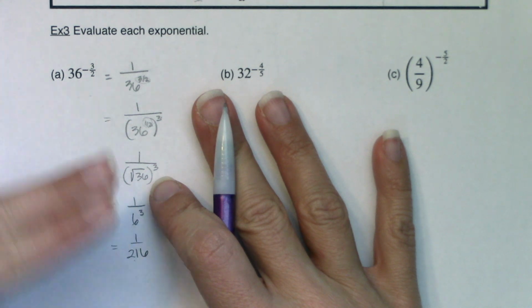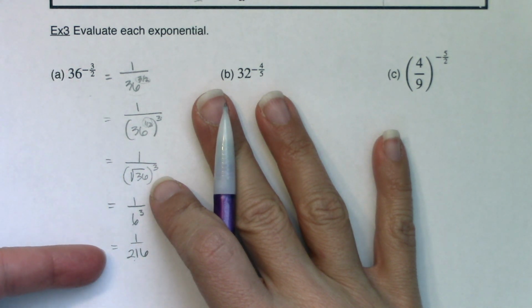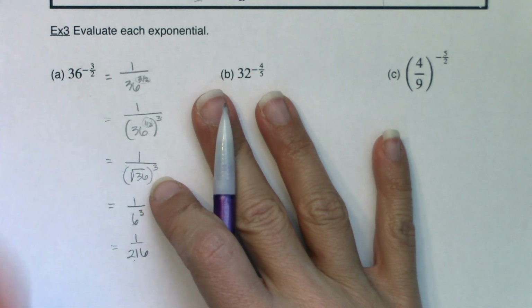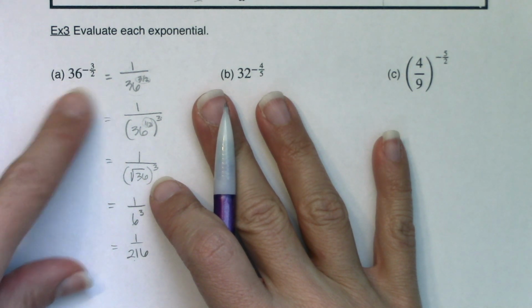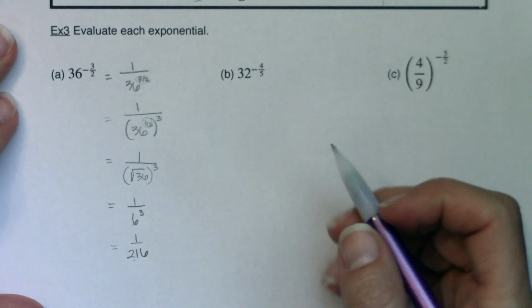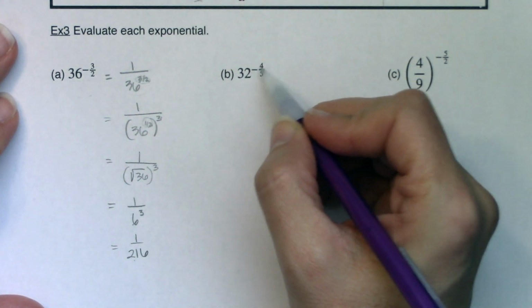You're reciprocating fractions. So anything in a numerator goes to a denominator. Anything in a denominator goes to a numerator. And I can see I didn't have a fraction to start, but with that negative exponent, I'm going to. All right, so let's take a look at 32 to the negative 4/5.